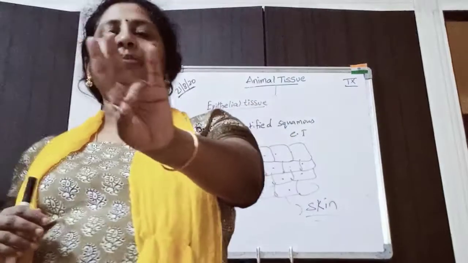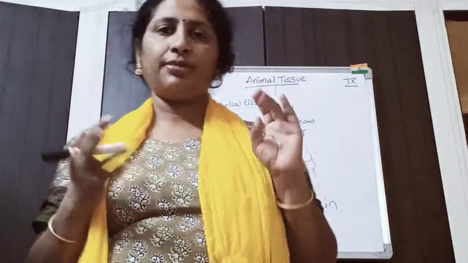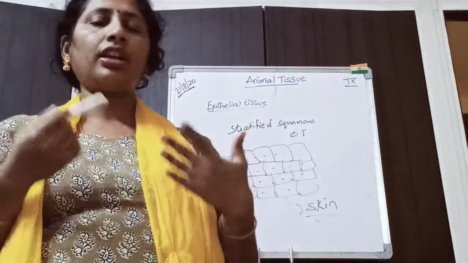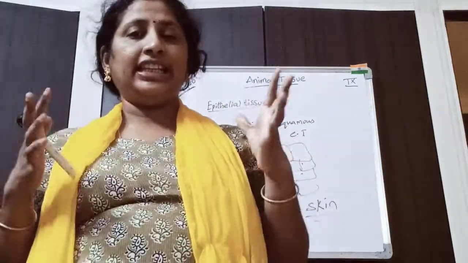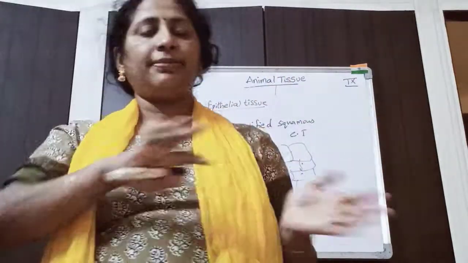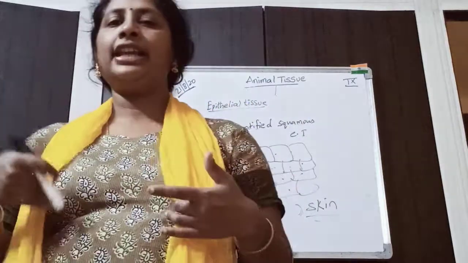నెక్స్ట్ కమింగ్ టు కాలునార్. కాలునార్ ఎలా ఉంటుంది? పిల్లర్ లాగా ఉంటుంది విత్ డెఫినెట్ ప్రామినెంట్ న్యూక్లియస్. మెయిన్ ఫంక్షన్ ఏంటి? అబ్జర్ప్షన్ అండ్ సెక్రీషన్. సో వేర్ దే ఆర్ ప్రెసెంట్ in the intestine, small intestine. So some columnar epithelial cells will have cilia which helps in the movement of substances in one direction. So అలాంటి వాటిని ciliated columnar epithelial cells అంటాం. So mainly they are present in the respiratory tract and fallopian tubules of female reproductive system.